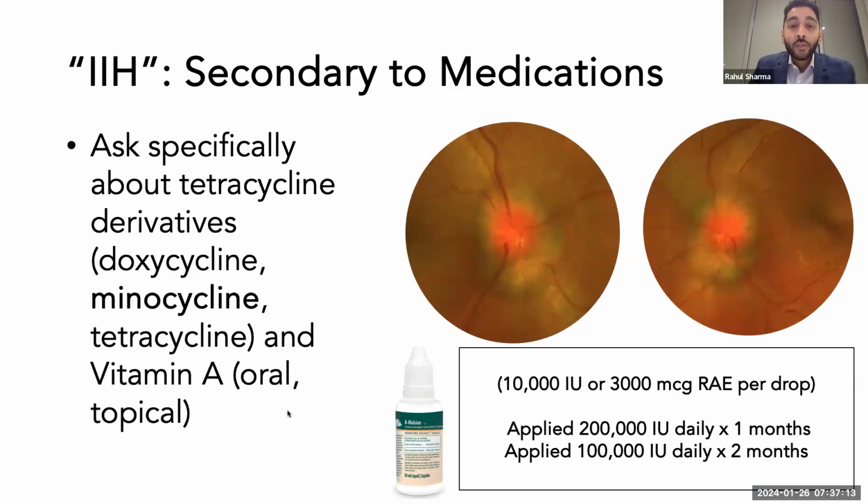Continuing the theme of history taking, we need to think about causative medications. And these cases of intracranial hypertension that are precipitated by medication, they're not truly idiopathic. It's a secondary intracranial hypertension. We should ask specifically about tetracyclines and about vitamin A containing compounds, both orally and topically. Keep in mind that some patients for acne are on both.